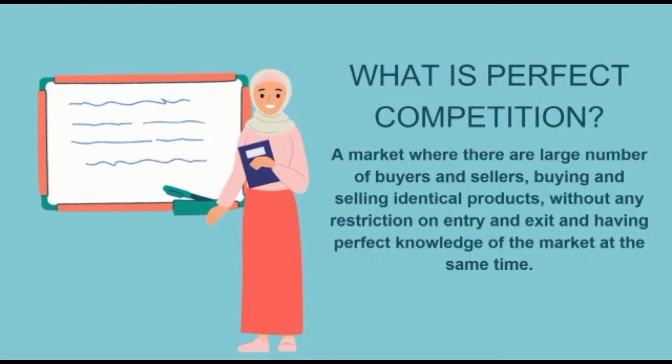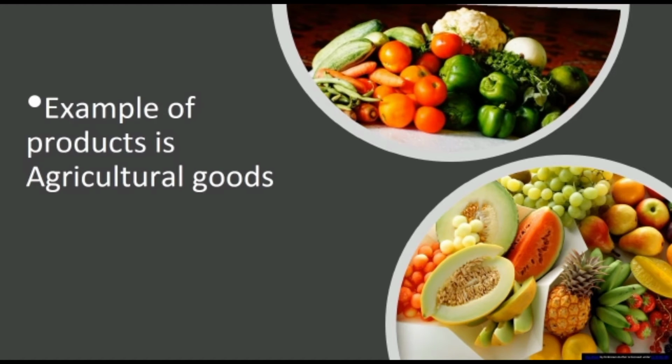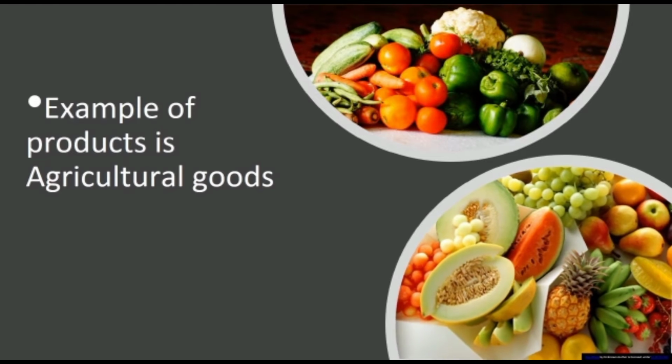What is perfect competition? Perfect competition is a market where there are a large number of buyers and sellers, buying and selling identical products without any restriction on entry and exit of the market. Also, the sellers have perfect knowledge of the market at the same time. Examples of perfect competition products are agricultural goods like vegetables and fruits.